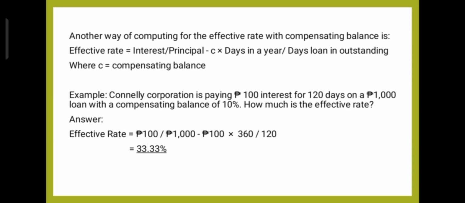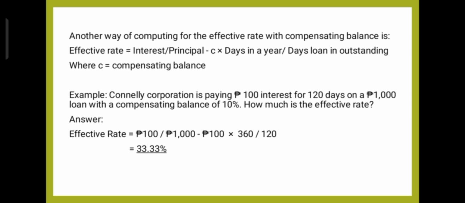principal minus C multiplied by days in a year over days loan outstanding. So the interest is 100 over the principal which is 1,000 minus C, the compensating balance which is 100. Paano nakuha yung 100? Ang sabi sa given is the compensating balance is 10%. So kukuha na natin yung 10% ng 1,000 which is 100. And multiply by 360 over 120. And the answer na makuha natin is 33.33%.